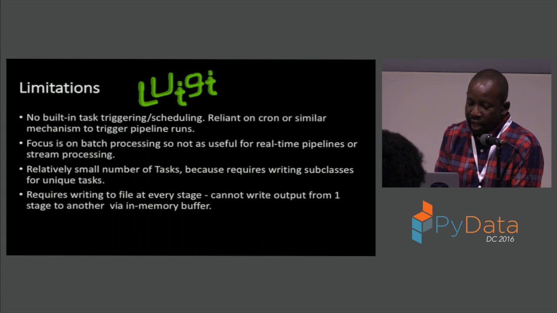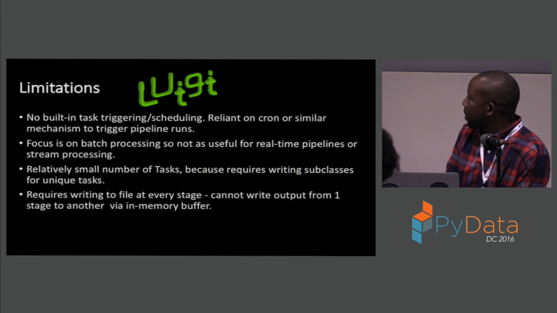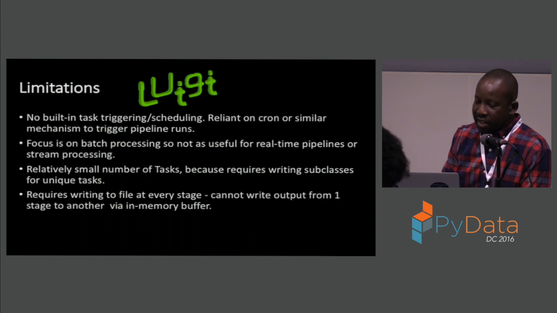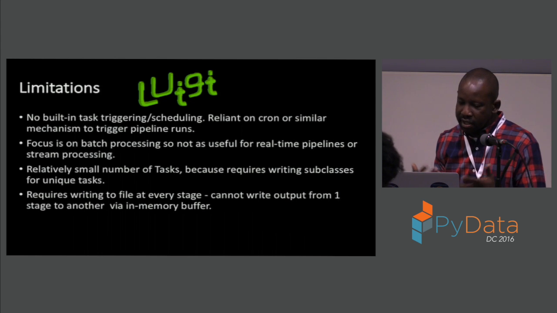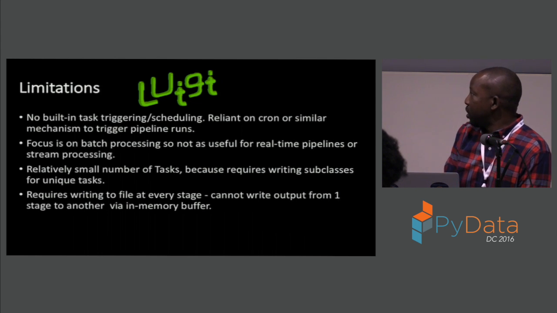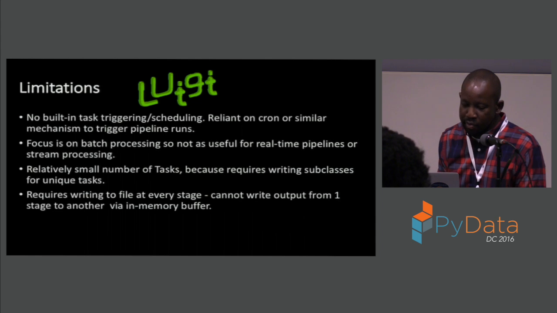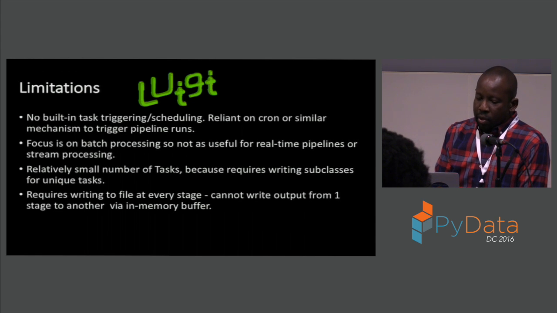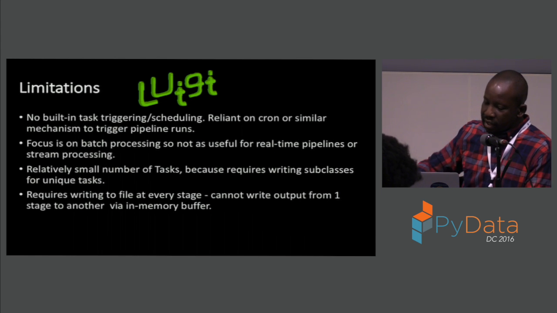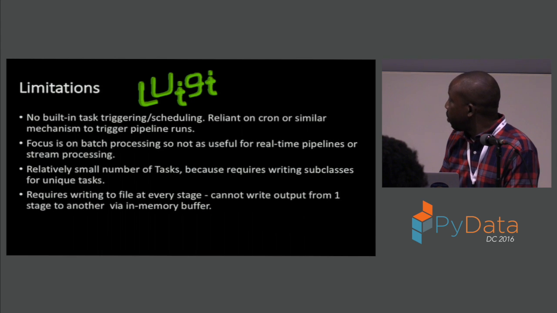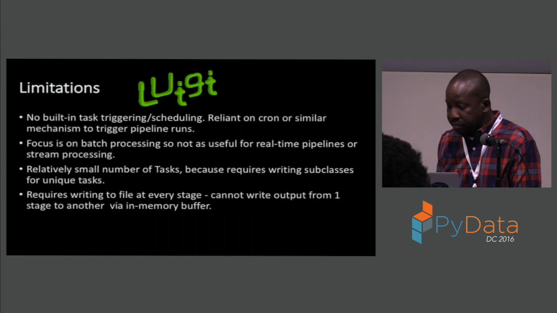Basically, I've found that you end up writing a small number of specific tasks, because you're writing a task for something very specific. You have to subclass Luigi.task. It could get a little tedious in terms of managing that. That's just my experience, but some people might beg to differ. And we basically persist to a file at every stage. You can't really send output from one stage to another in memory. But some of these limitations may be in the eye of the beholder.